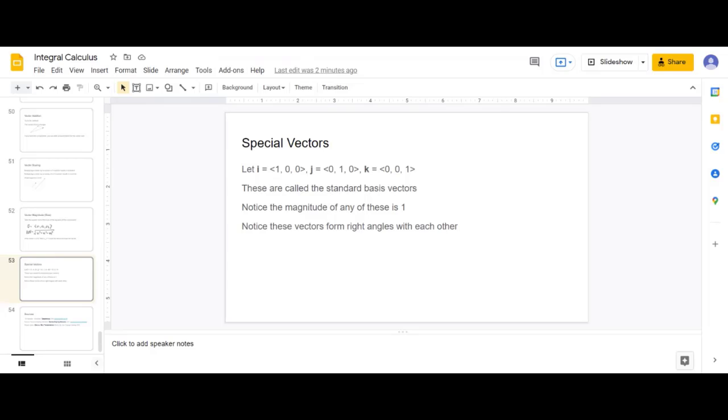And then we have special vectors. These are nice vectors that we like to work with a lot. i, j, k. These are called the standard basis vectors. Notice they all have magnitude 1, right? You can take 1 squared plus 0 squared plus 0 squared, that's 1. Then you take the square root, and that's 1. So these all have magnitude of 1. Notice that these vectors form right angles with each other, and we're not going to talk about anything more with that, but there are some nice properties of them.